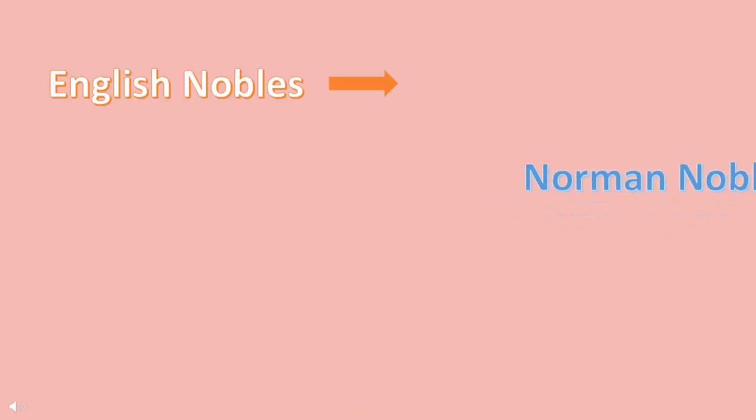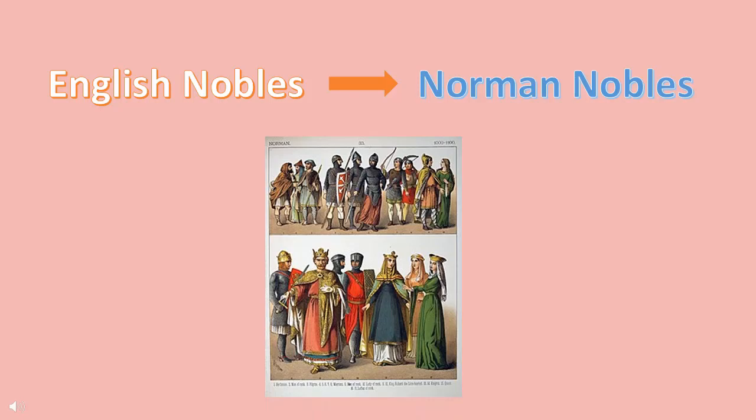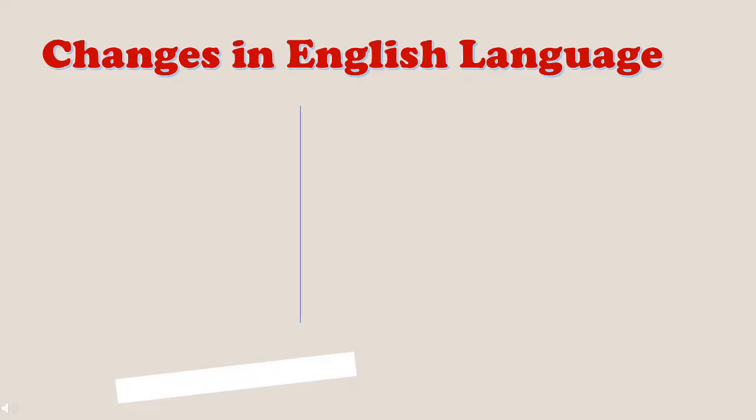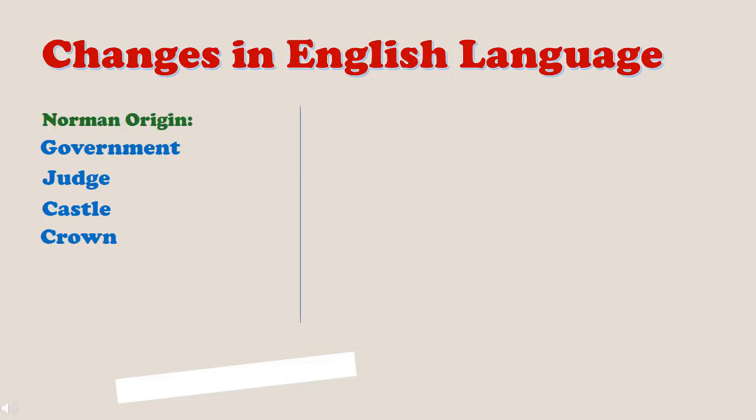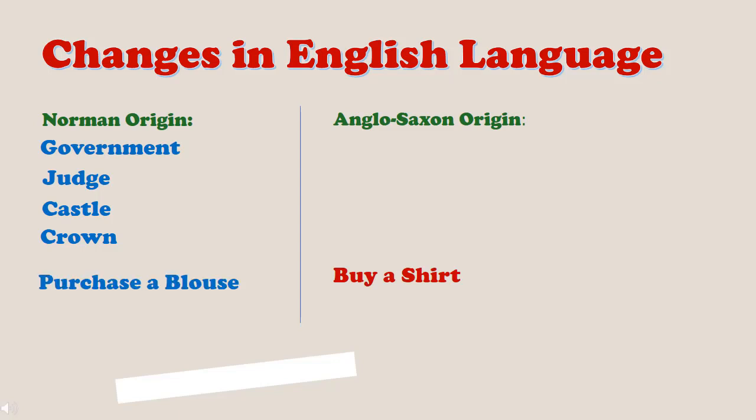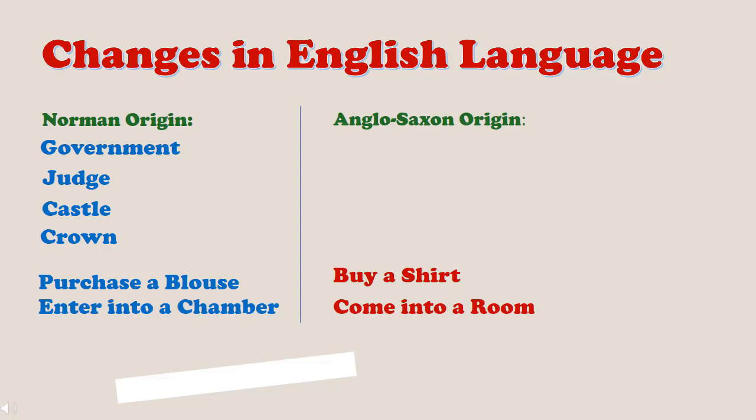England went through a massive transformation under its new Norman rule. One was that English nobles were replaced with Normans. The Norman conquest also resulted in a change of language. The Normans brought their dialect of French to England and merged it with Old English. The Normans were the ones in power, so words related to power like government, judge, castle, and crown come from Normans. An Anglo-Saxon might buy himself a shirt, while the Norman would purchase a blouse. An Anglo-Saxon might come into a room, but a Norman would enter into a chamber. These Norman origin words are considered to be posher or more refined.